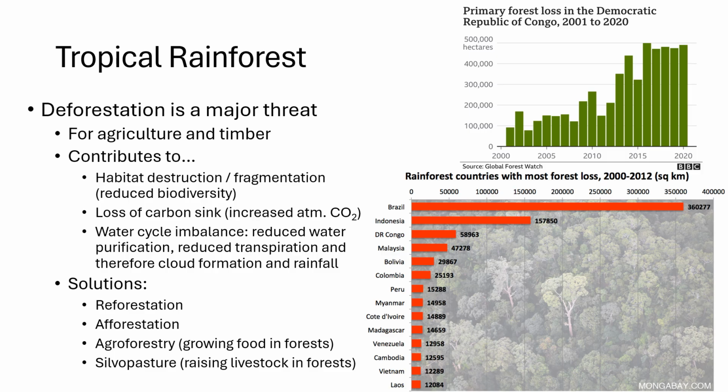We can see the rates of deforestation, or at least the amount that these countries have lost, in the bottom right-hand corner between 2000 and 2012, so only a little bit more than a decade. Brazil by far and away losing the most with the Amazon rainforest. Some solutions for that would be reforestation, afforestation, but really reforestation if we're talking about a place that's been deforested.